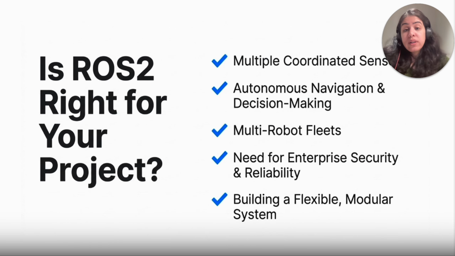When should you really use ROS2 then? So ROS2 is ideal when your robot has, let's assume, multiple sensors that need coordination. When you need autonomous navigation or complex decision making, when you are building a fleet of robots that have to coordinate, when you want to leverage existing robotics packages that come with it, when your projects need flexible modular architecture, and you really need professional grade reliability and security.